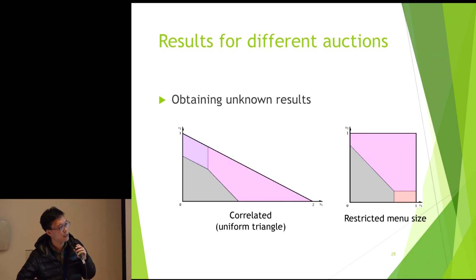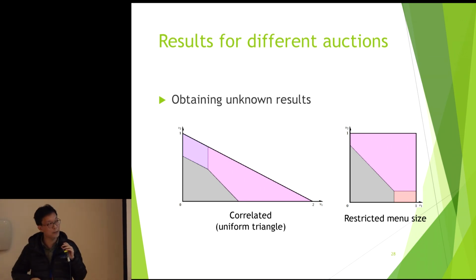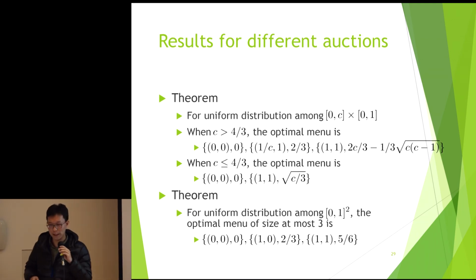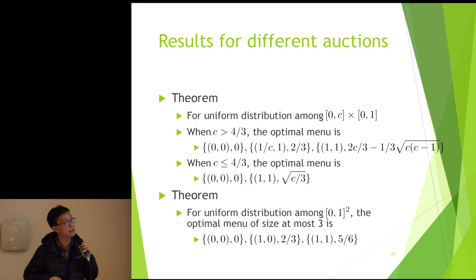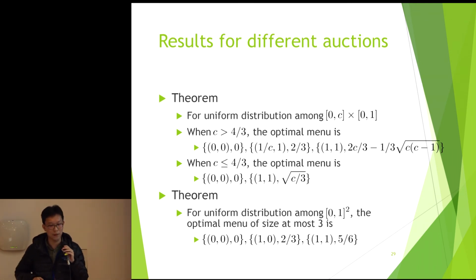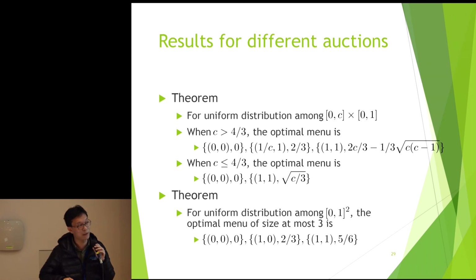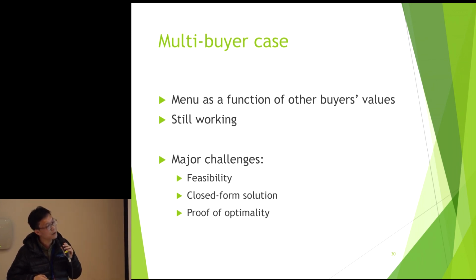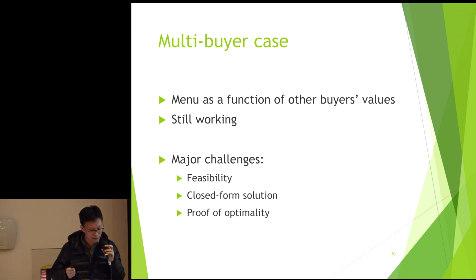As I mentioned, the output of our neural network is quite accurate, and guided by those numerical results, we can actually come up with the theoretical optimal mechanism. And of course, we can prove that they are indeed optimal, but the proof is rather involved. I'm not going to talk about it here. So that's the single buyer case.